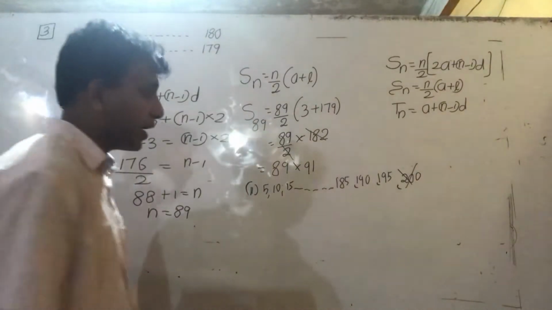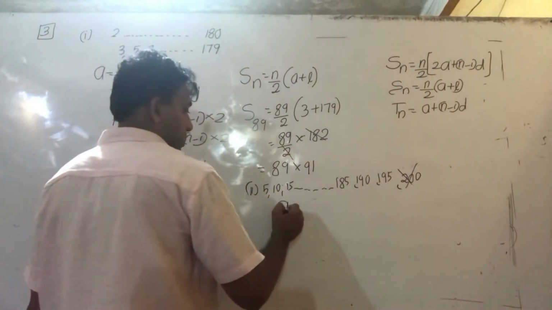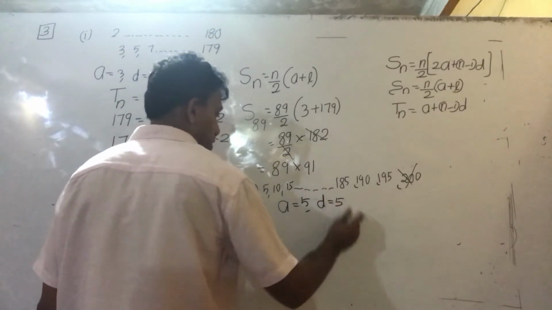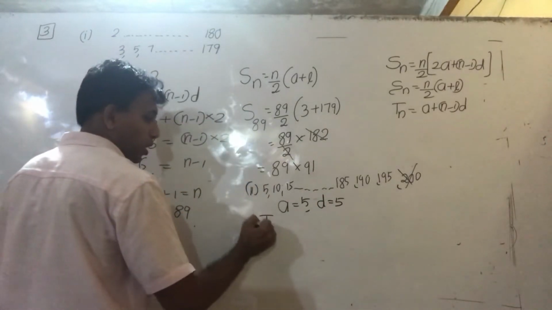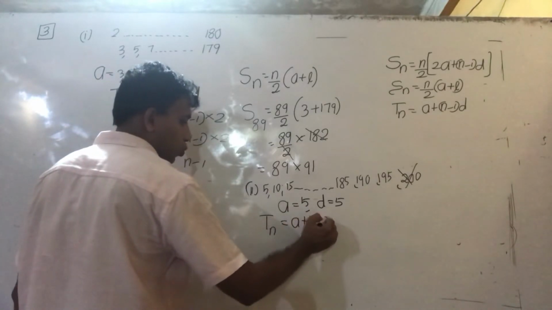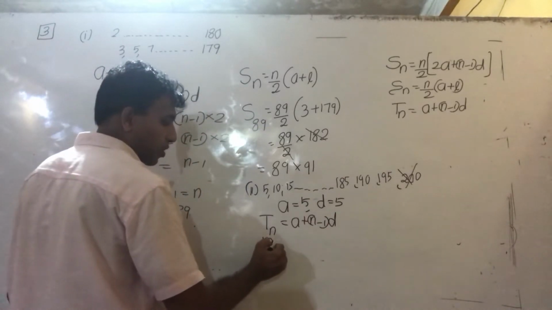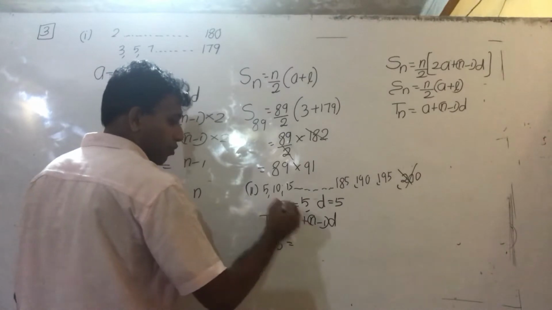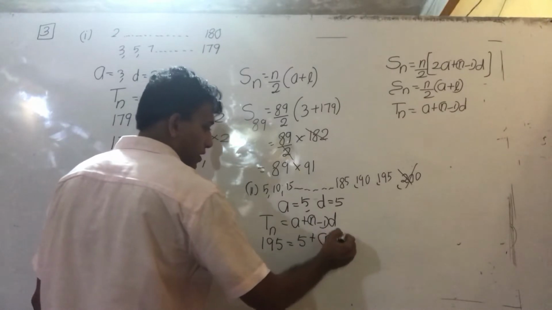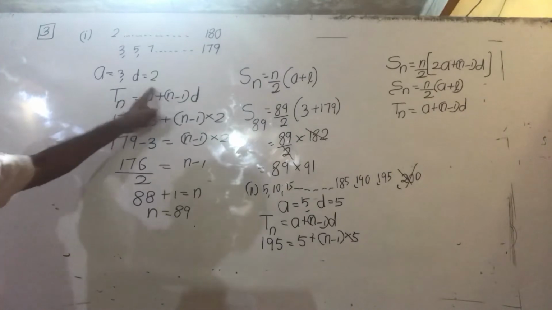Same idea. I want to find where is 195. So the first term is 5. Common difference also 5. So apply the Tn formula: Tn equals a plus n minus 1 into d. Tn is 195, a is 5, n is missing, find the n value. Common difference 5. This is the method of solving, right?